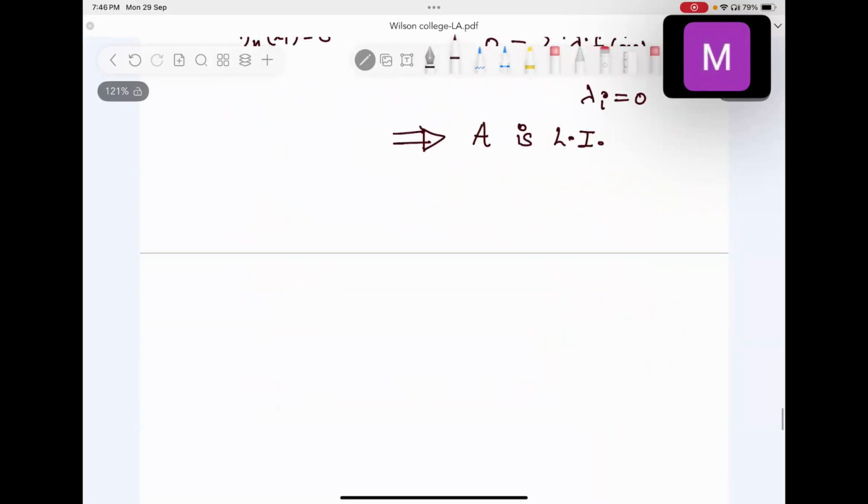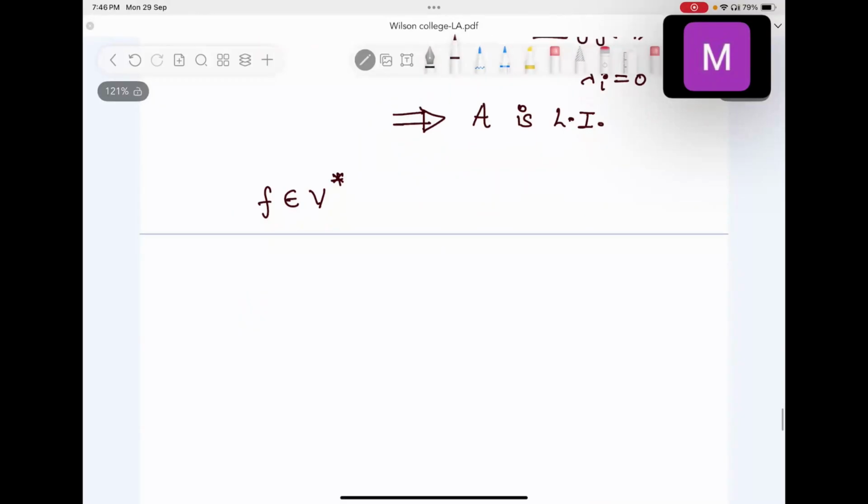Okay. Now, suppose you take any f belonging to V star. Okay. Then, take lambda i equals f of xi.